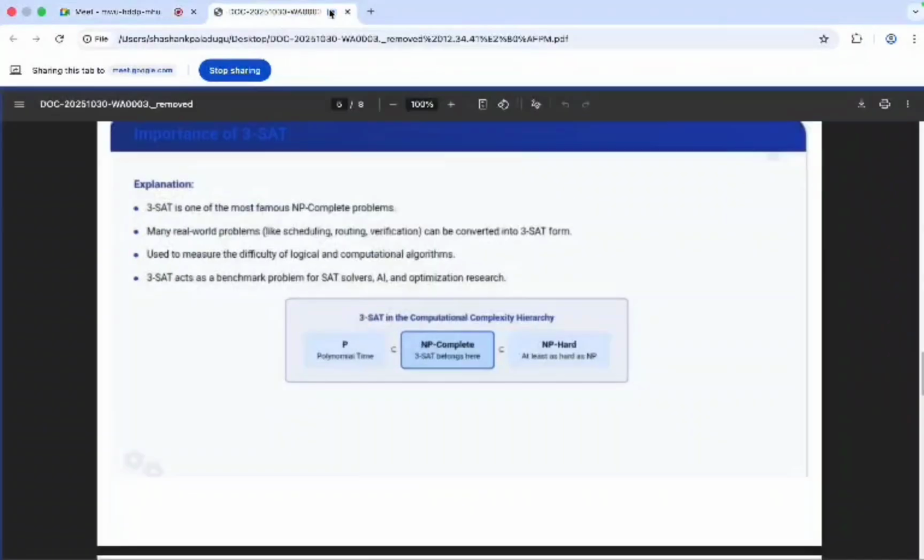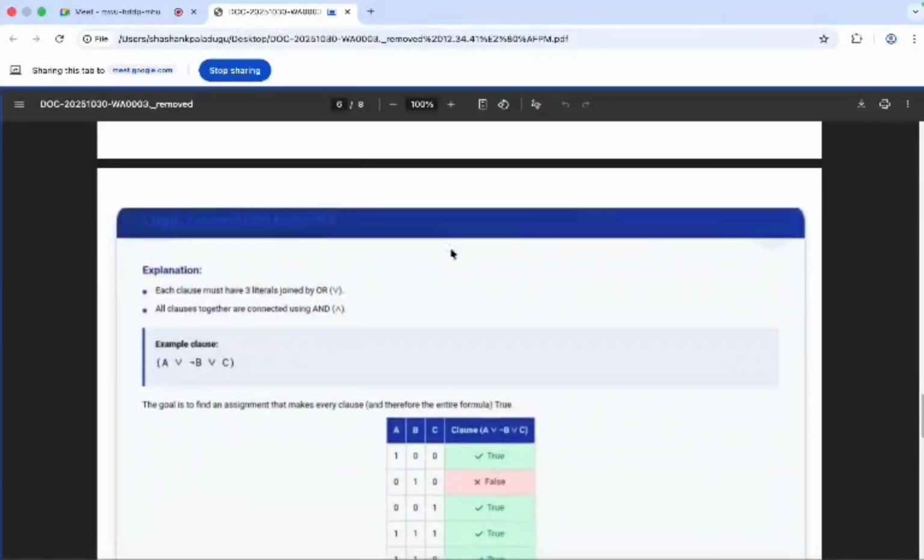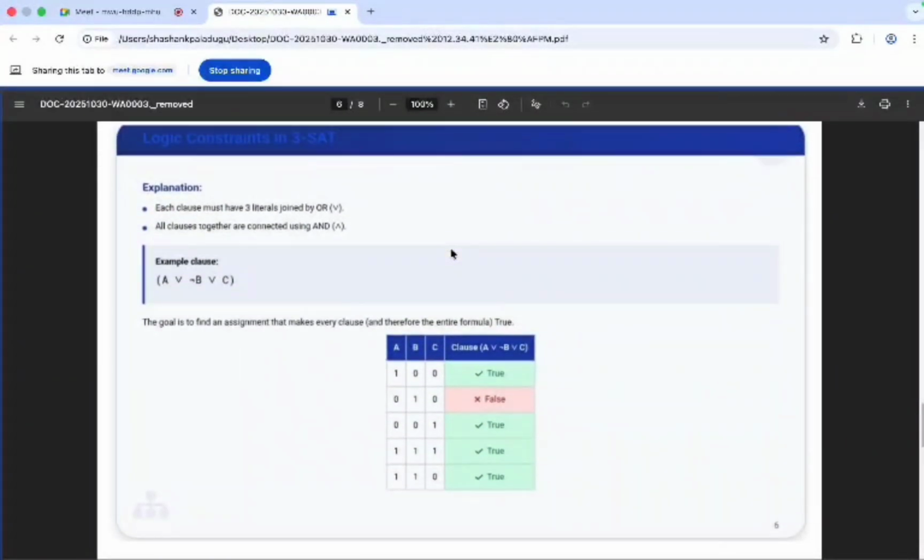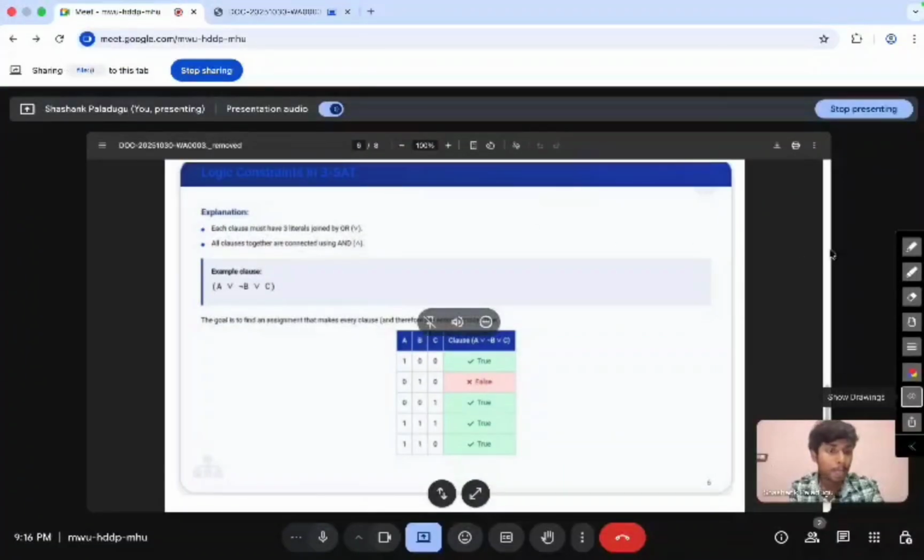Next, let's move on to the next slide. Okay. Let's look at logic constraints in 3-SAT. In 3-SAT, each clause must have exactly 3 literals joined using OR, and all clauses must be joined using AND. Let's take an example clause from this slide. A or not B or C.